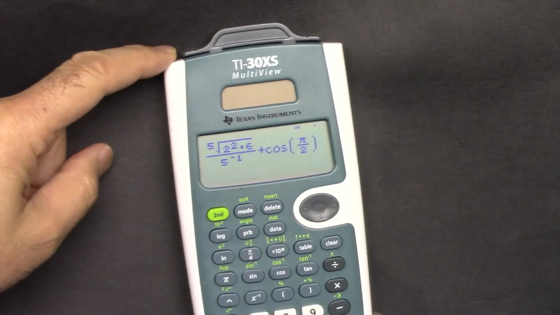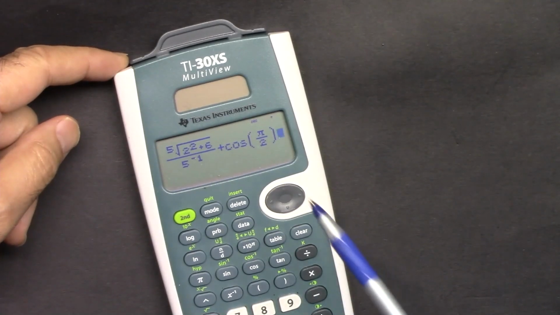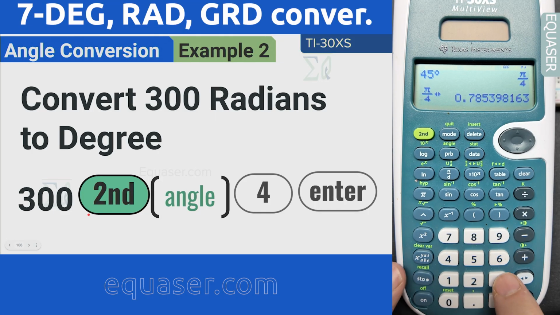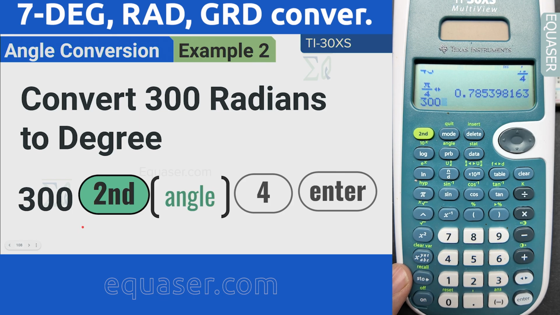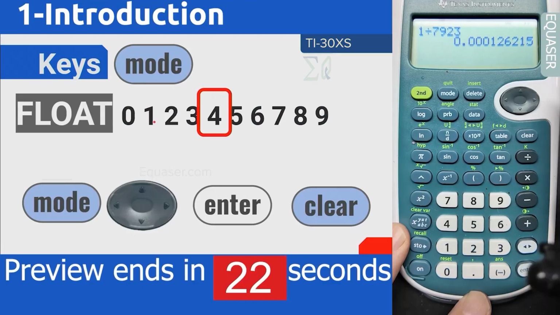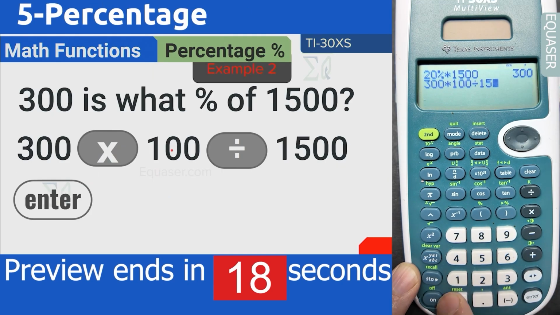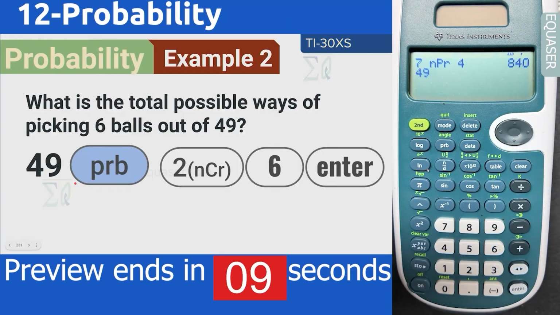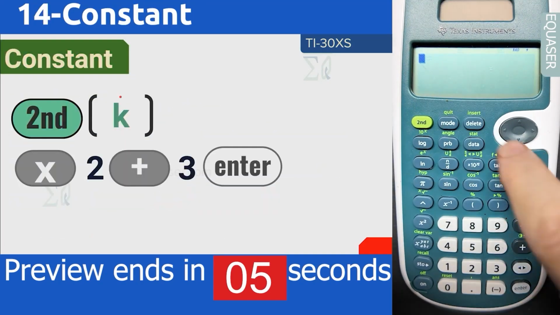In this video we are going to use this TI-30XS scientific calculator to learn how to convert degree, radian and gradient angle. This video is part of a full video manual for this calculator. The link to watch that video is below this video in the description.